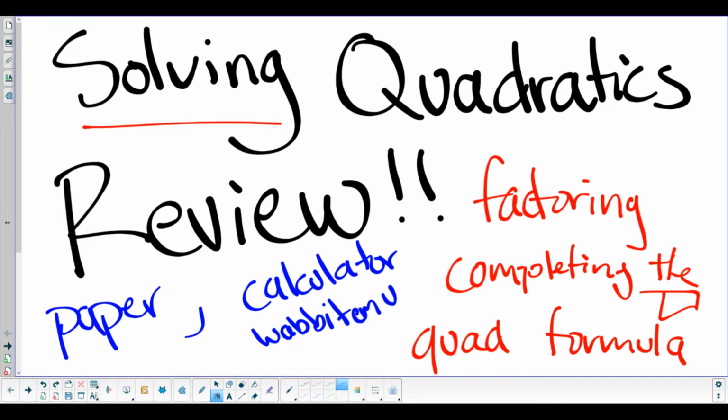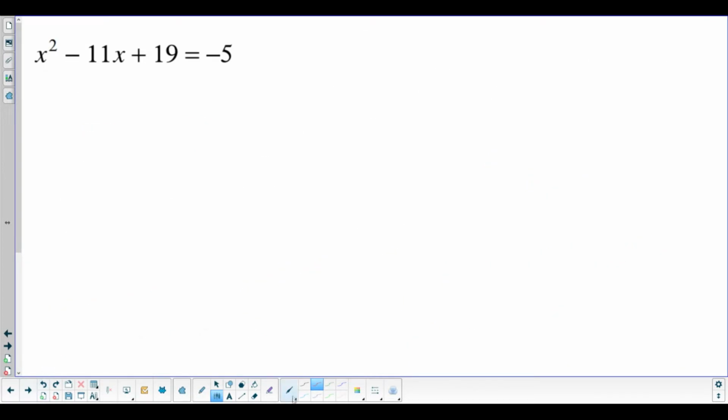We are going to find the values of x that make the equation true, right? So we're going to go the full way for each of these problems, but factoring first, okay? So here we go. Here's our first problem. We get x squared minus 11x plus 19 equals -5.